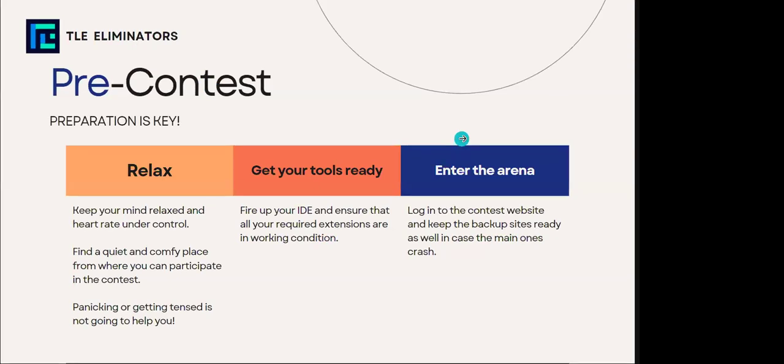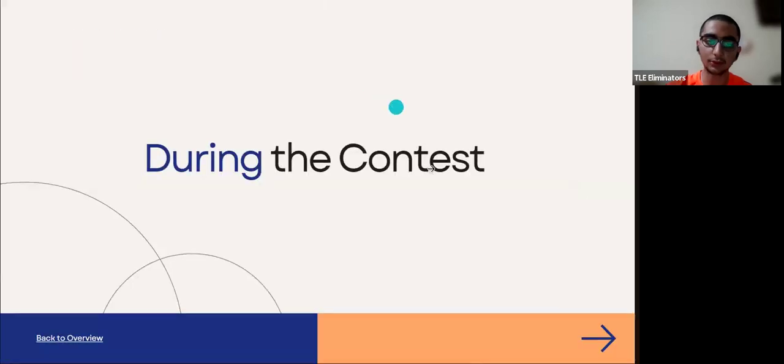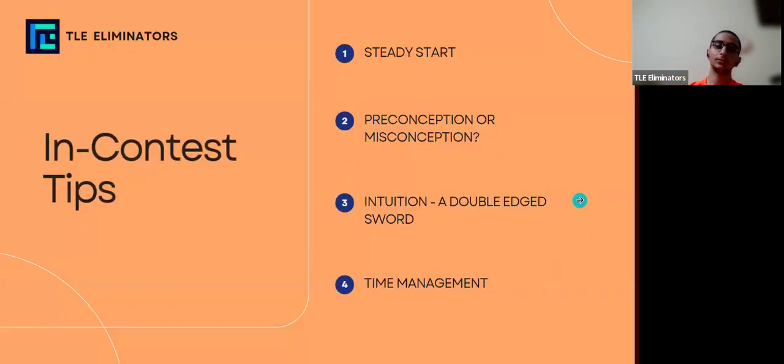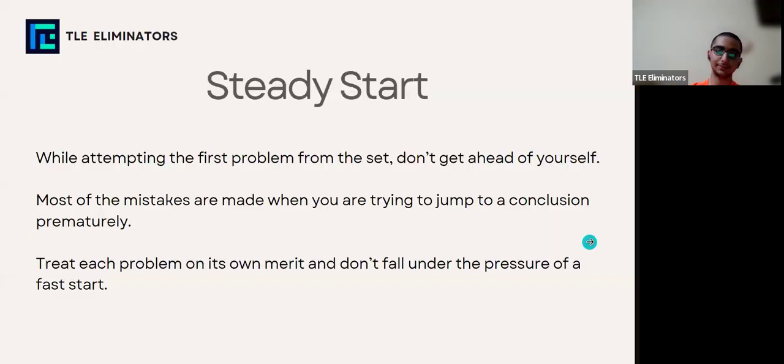Okay. So now let's move on to the next section, which is during the contest. Now, this section I thought to divide it into four parts: steady start, preconception or misconception, intuition, a double-edged sword, and time management. So let's start with our first section, that is steady start.